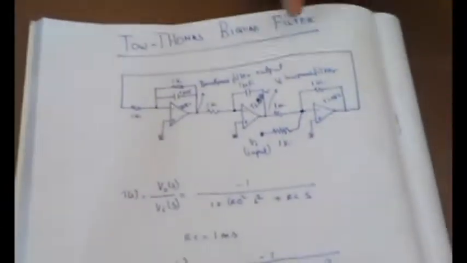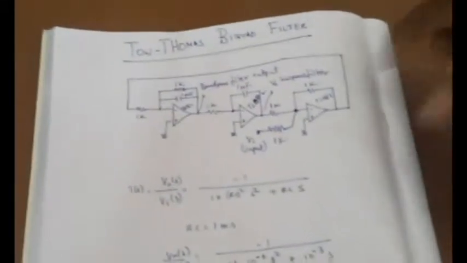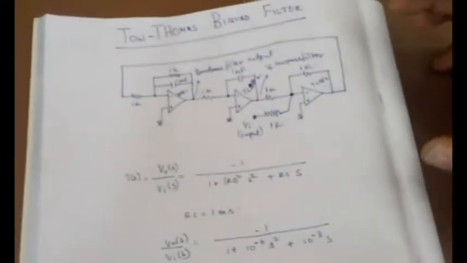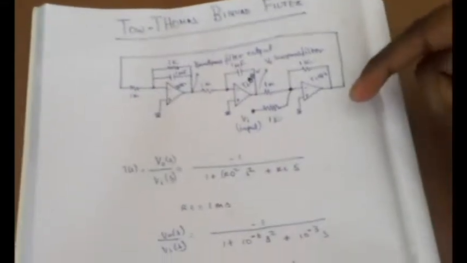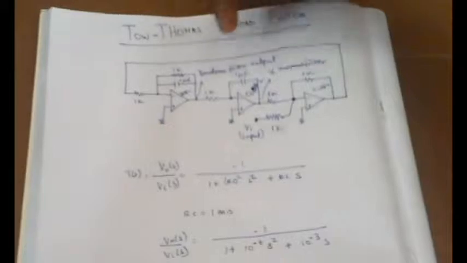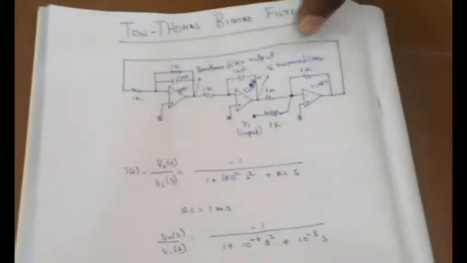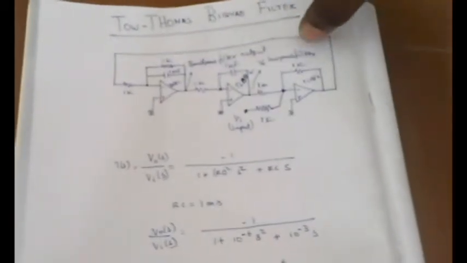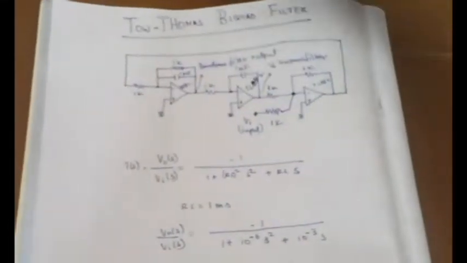This is a Tow-Thomas biquad filter. It's biquad because the numerator and denominator of this transfer function are quadratic, which makes it a second order filter. This is our design, and it can be operated as a band pass filter or a low pass filter. Since we're taking the output from this point and feeding input here, it functions as a low pass filter. This is basically a band pass filter, and this is an integrator which operates as a low pass filter.